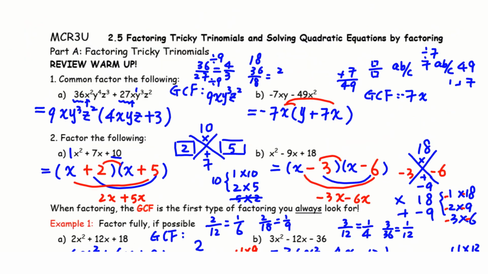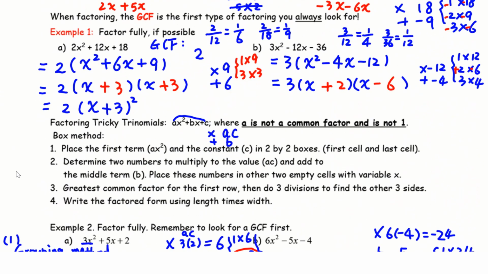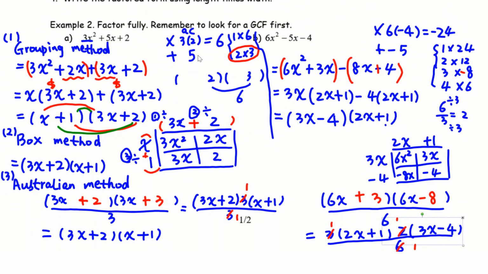You could do the grouping method. Use the two numbers you found, times together equals AC, add together equals B. Then regroup the term of x, rewrite the bx as two terms. Then once you have four terms, group the first two, group the last two, common factor each of them. Once you have the bracket the same, treat it as a unit. So x plus 1 is the common bracket.